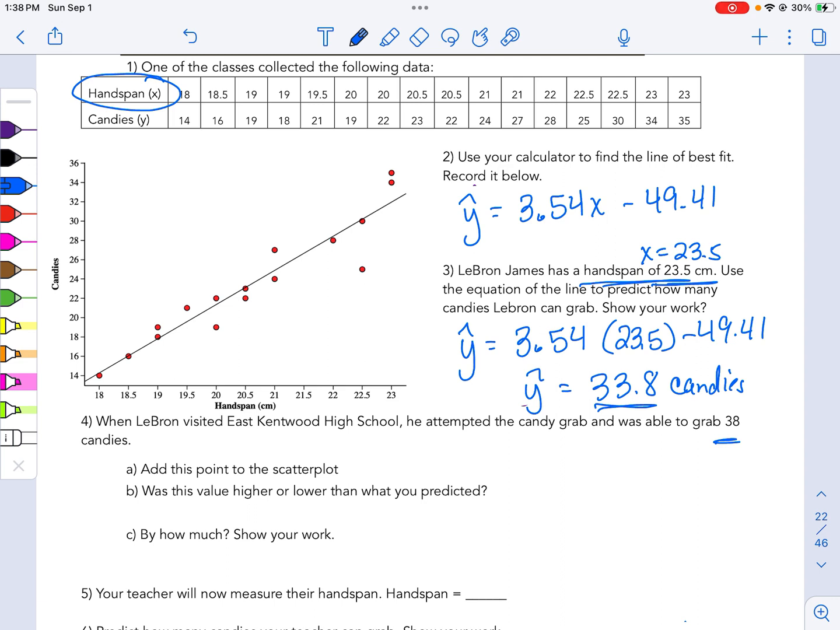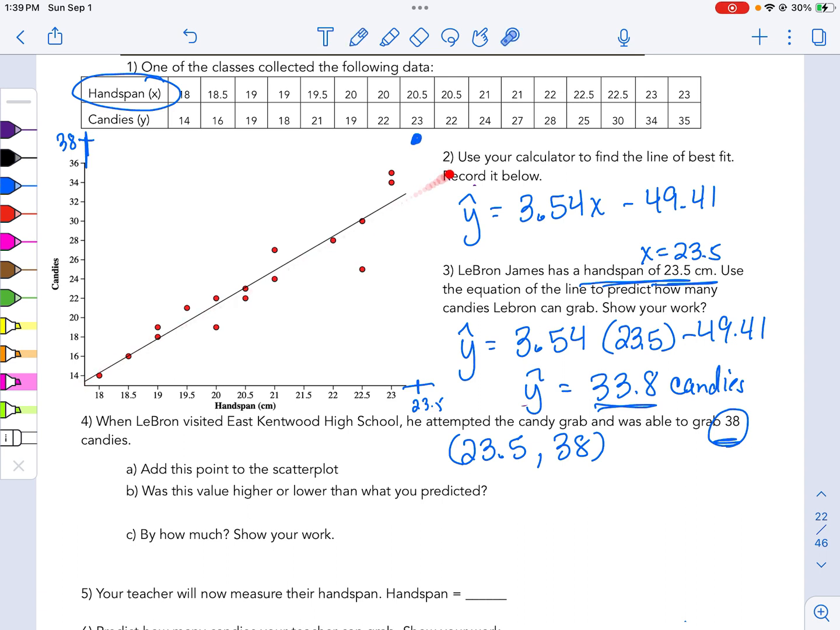So we're going to go ahead and put that point on the scatter plot. How much did he actually grab? His hand span was 23.5, and the amount of candies he grabbed was 38. If you notice on our x-axis, these are going up by 0.5s. So if I were to make this a little bit further, 23.5 would be about right there. And there's no 36 up there, but if I made this a little larger, 38 would be there. He's actually off the graph. So if I go all the way up, his point would be somewhere about right there.